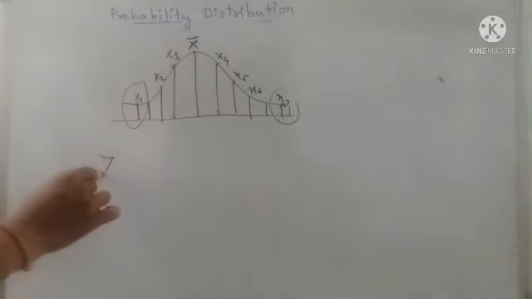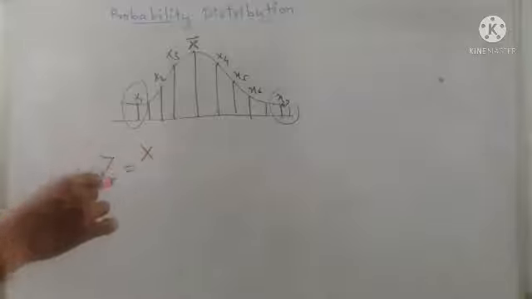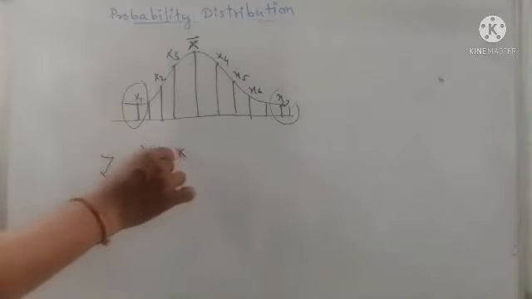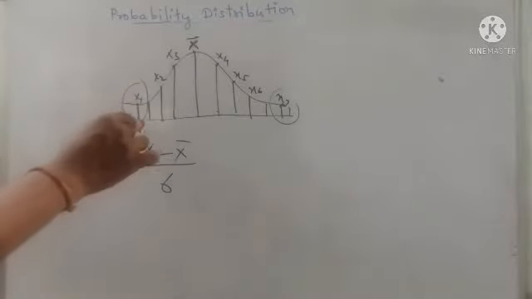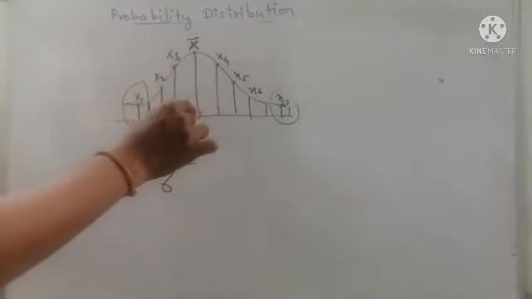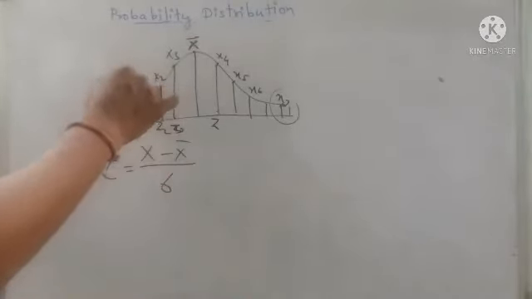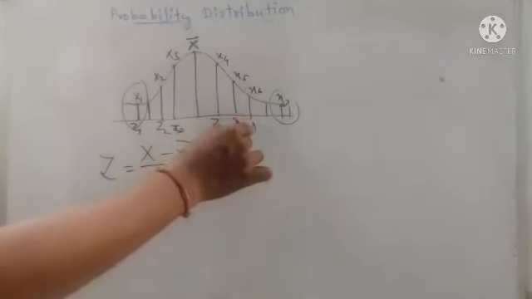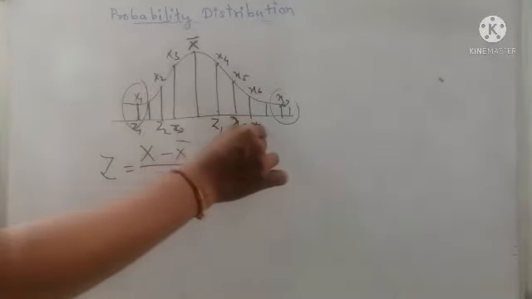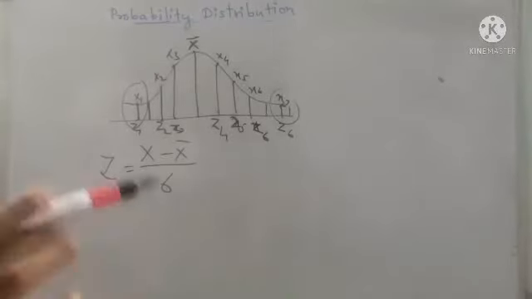A normal curve has a normal variable represented by z, and the relation between z and x is given by, that is, the random variable is given by x minus x bar divided by sigma. Now corresponding to x1 you get z1, x2 you get z2, x3 you get z3. For each point on this curve you get normal variables. By using this relation, you can evaluate the normal variable for any random variable.